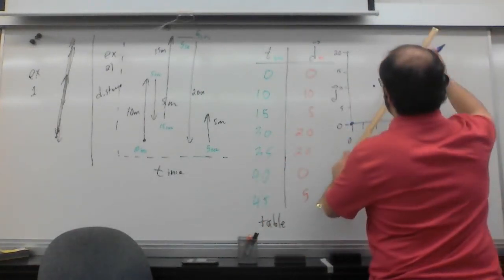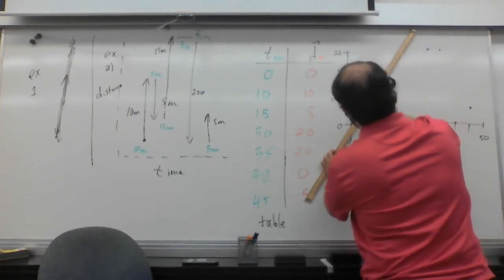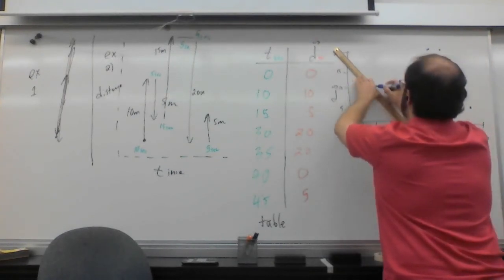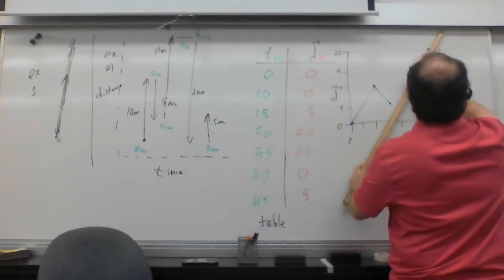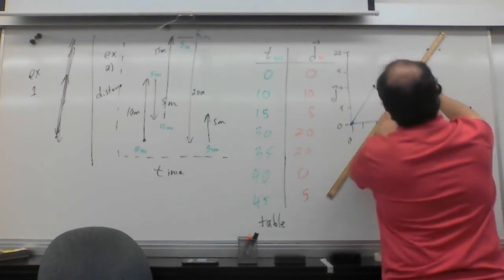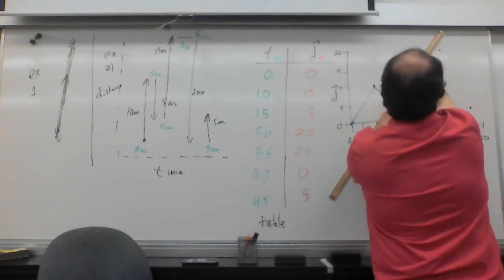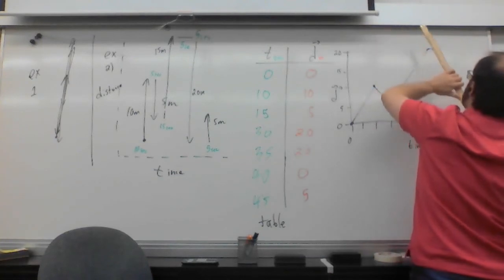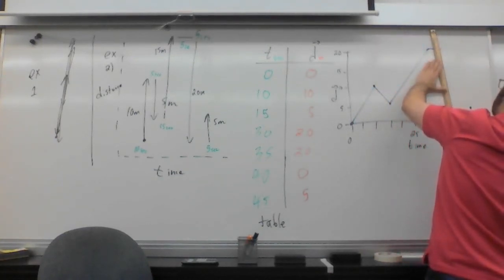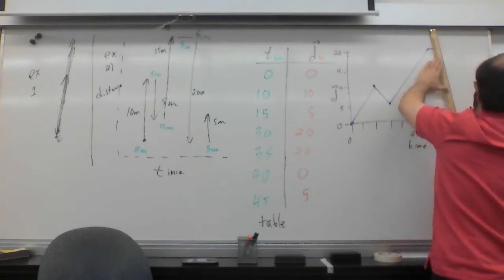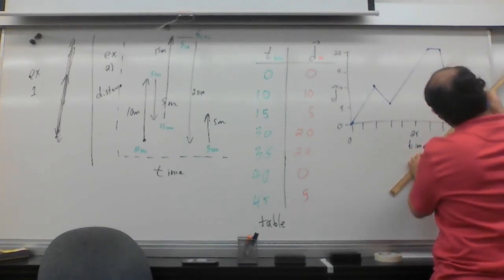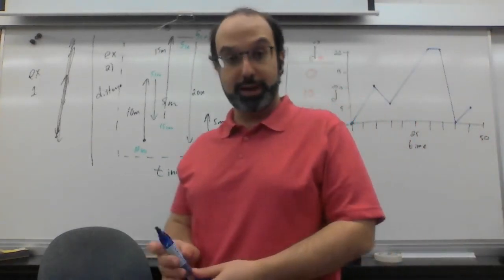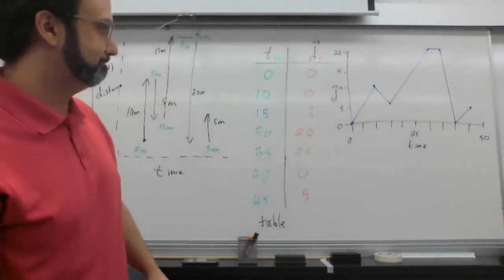I take out my trusty ruler here, because Mr. C cannot draw a straight line to save his life. And I go 1, 2, 3, 4, 5, 6. And now that is a lot easier to see.